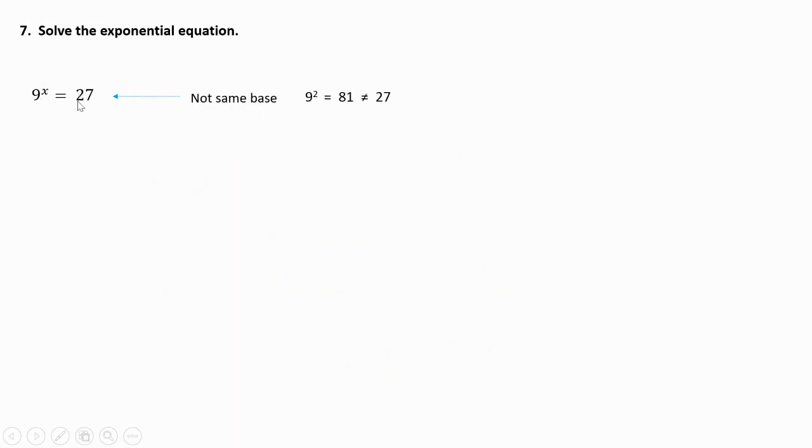So I know that 27 is bigger than 9. Let's see if 9 squared gives us 27, which it doesn't. 9 squared is equal to 81, which means that I have to find the same base. So both 9 and 27 must share a common base. We know that 9 equals 3 squared, and 27 equals 3 cubed. So I'm going to replace the 9 with 3 squared, and we just bring the x down, and we're going to replace the 27 with 3 cubed.